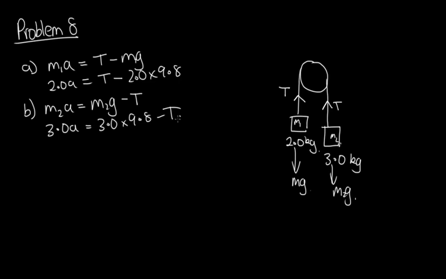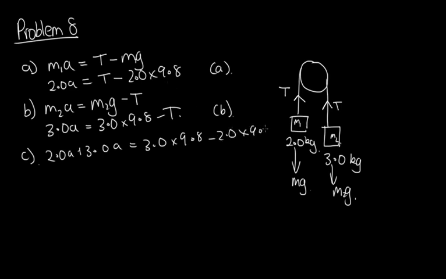And then finally, part C says solve these equations simultaneously to calculate the acceleration of the two masses. So let's call this one equation A and this one equation B. If we add these two equations together, then we have a tension here and a negative tension here, so these are just going to cancel out. So we can add the left-hand side, so we've got 2.0a plus 3.0a, and we add the right-hand side. So we've got 3.0 times 9.8 minus 2.0 times 9.8, and then we've got plus T minus T, and that cancels out, which is why I haven't written down a T here.